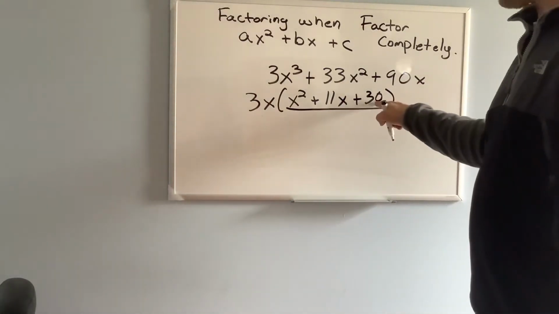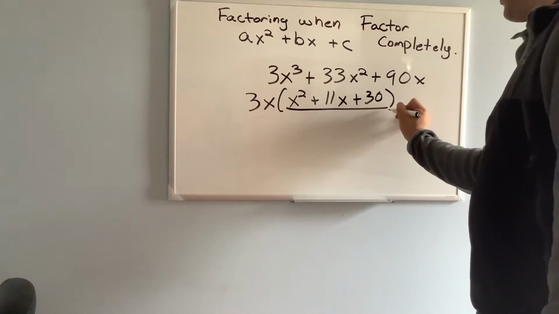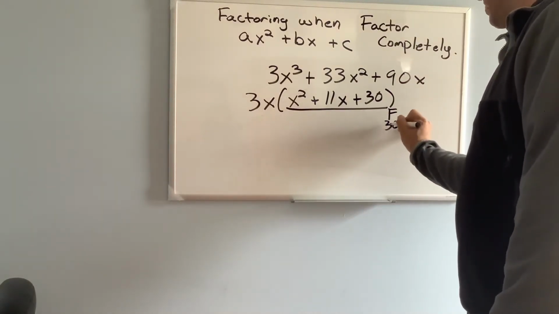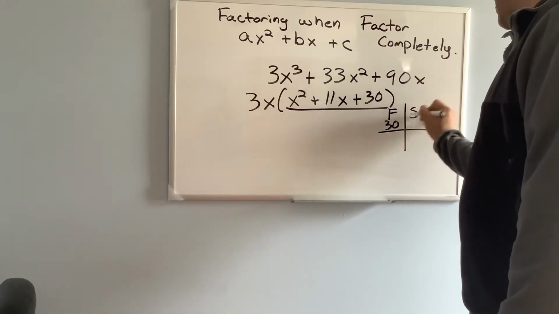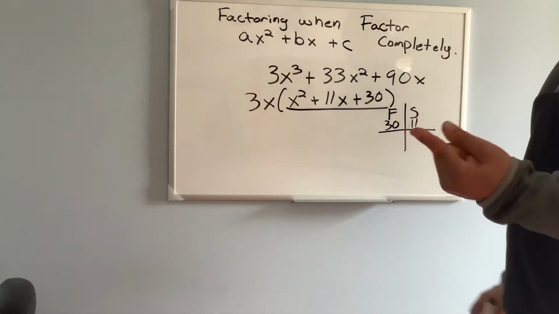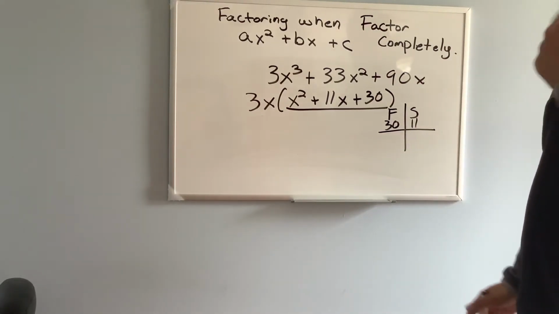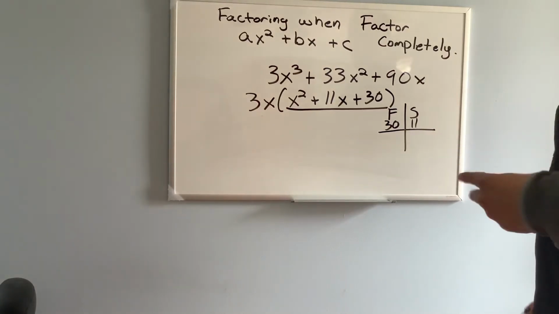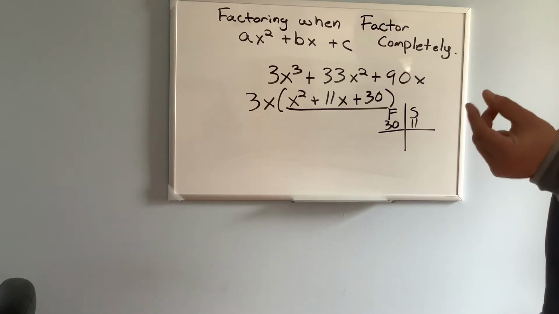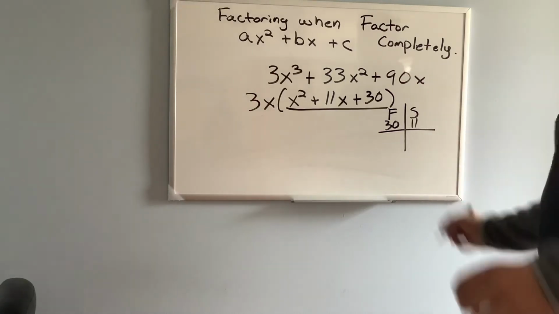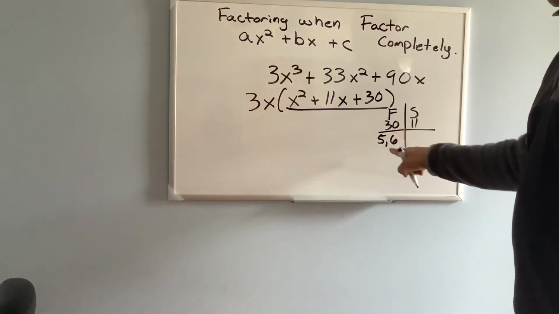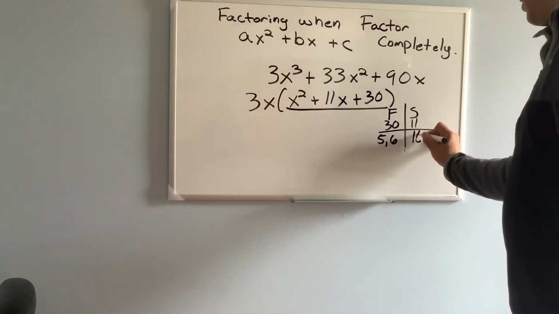So again, I'm looking for factors of 30 that add to 11. So I'm just going to write that down, f of 30, and then that they also sum to 11. So I'm not going to write them all down. I could do 1 and 30. That's not going to work. 2 and 15, not going to work. 3 and 10, didn't work. Last one, how about 5 and 6? So if I write that down, 5 and 6. 5 times 6 is 30, and 5 plus 6 is 11.